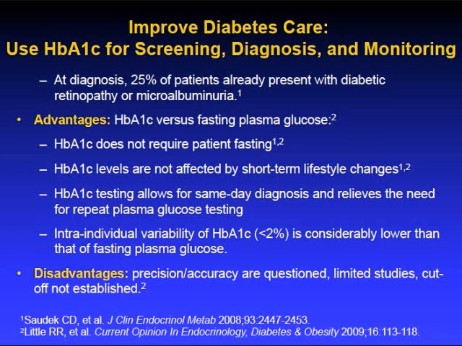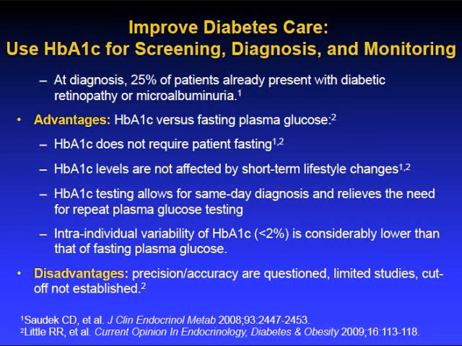Here are some points to consider. Hemoglobin A1c can facilitate early diagnosis of diabetes and reduce the frequency of diabetic-related complications. At diagnosis, 25% of patients already present with diabetic retinopathy or microalbuminuria. The advantages of A1c versus fasting plasma glucose are: A1c does not require patient fasting. A1c levels are not affected by lifestyle changes.